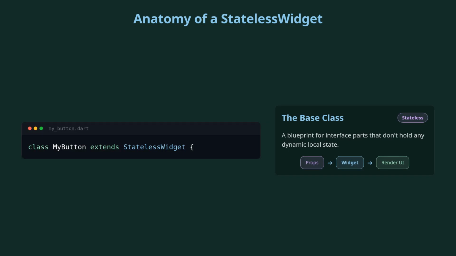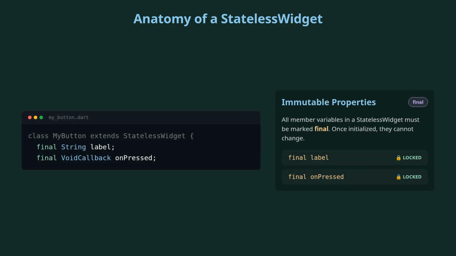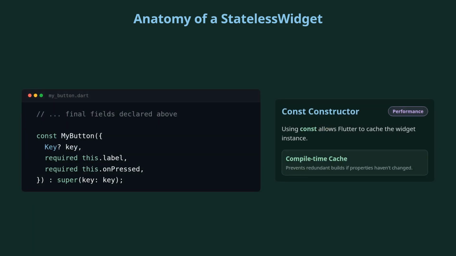Let's look at the simplest type of widget, the stateless widget. As the name implies, it has no internal state that changes over time. Once it is built, its properties are final. Here is the standard implementation of a custom stateless widget. Notice that all of its member variables are marked with the final keyword, enforcing strict immutability.